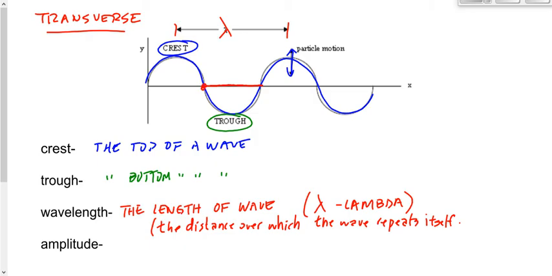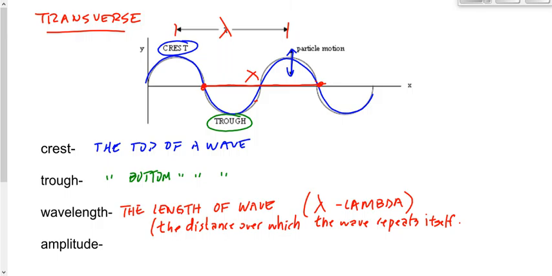Is that it? That's not a wavelength, right? Tell me when to stop. You guys are going to do it, I know. That's a wavelength, right? Okay, from this position to this position is the distance over which the wave repeats itself. That's one complete wave. Okay, the length of a wave.